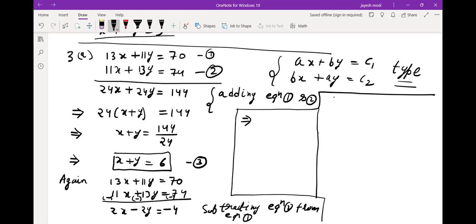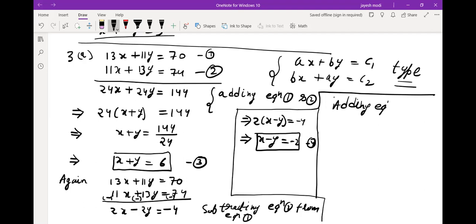So in this equation, 2x minus 2y equals minus 4. When we take 2 common, x minus y equals minus 4. Dividing both sides by 2, it is giving x minus y equals minus 2, which is equation number 4. So this is a very easy equation. The new set of equations is x plus y equals 6 and x minus y equals minus 2, and it can be easily solved by adding equation number 3 and 4.